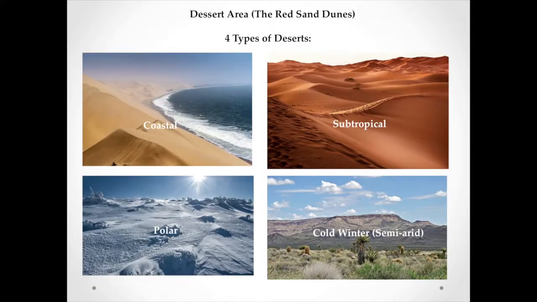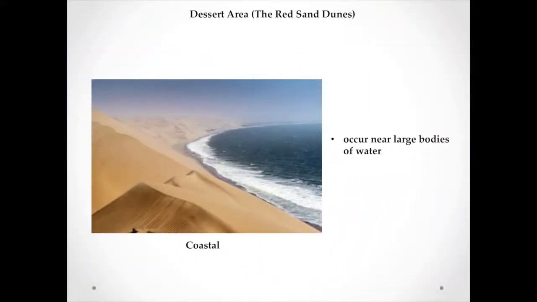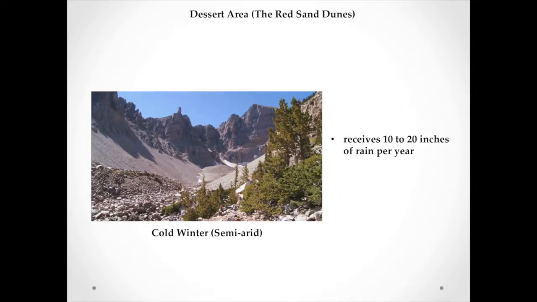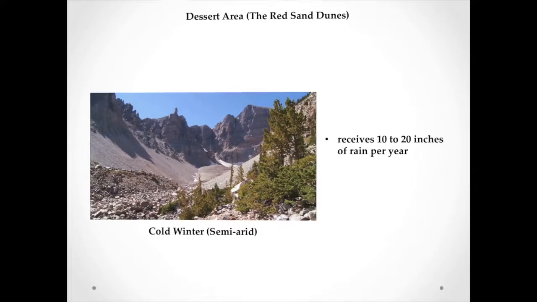There are four types of deserts. Coastal deserts occur near large bodies of water, naturally as a result of the rain-shadow effect from the surrounding mountains, while the cold winter or the semi-arid are regions which receive 10 to 20 inches of rain per year. Because of the difference in the amount of rain it receives, they have little more vegetation.